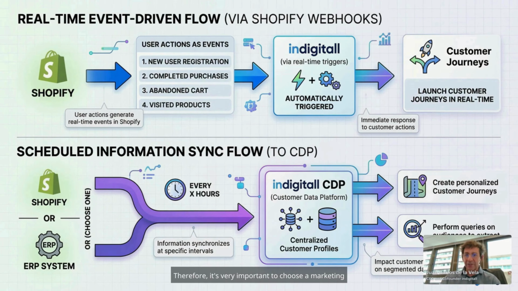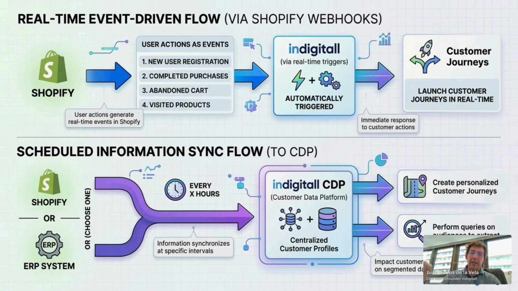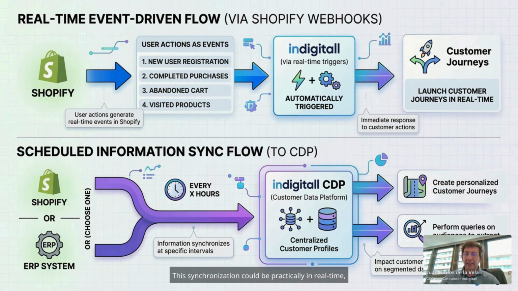Therefore, it's very important to choose a marketing automation tool that allows me to create these triggers, that allows me to have these events, but that allows me to communicate through different communication channels, okay? So on one hand, at the top, we have real-time events, but on the other hand, at the bottom, what we have is a synchronization of customer data, purchase data, customer behavior data that I have, which are synchronized with my CDP. This synchronization could be practically in real time, or some companies choose to do it every X hours. Hey, I'm going to sync the data every 3 hours, every hour, every 24 hours.